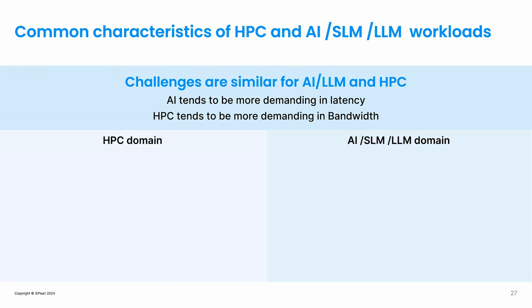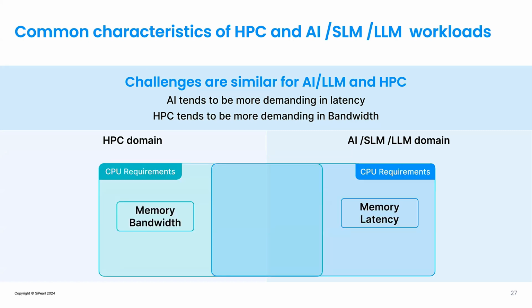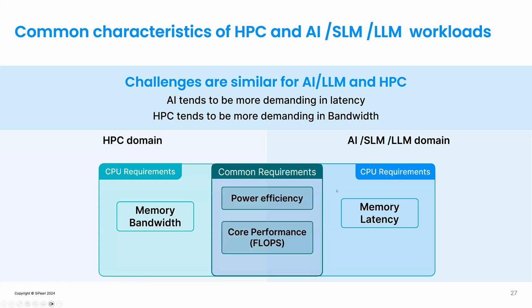So if we have the two domains here, the HPC domain and the AI domain, we have requirements that are only for HPC or AI, which are here, but we also have common requirements. One is power efficiency, because data centers cannot increase too much the required amount of electrical power that could be used now and also in the future. And core performance, which here is measured in flop, but we could also measure in TOPS.